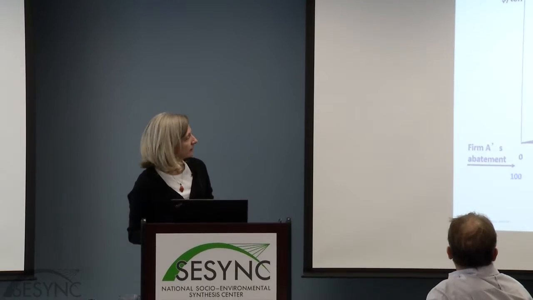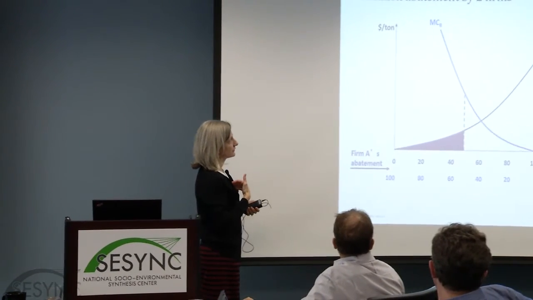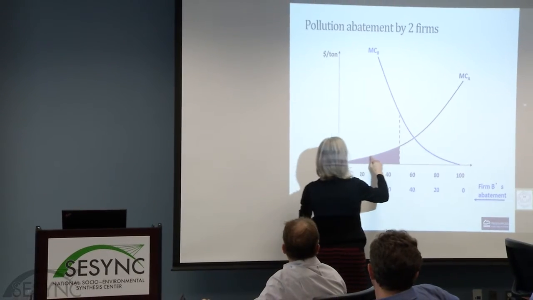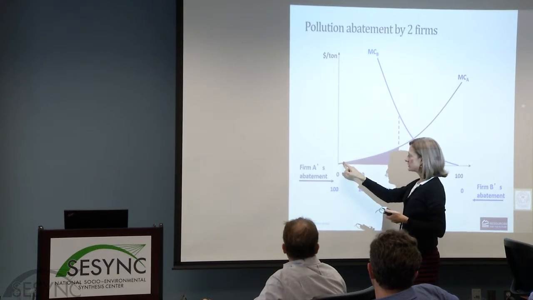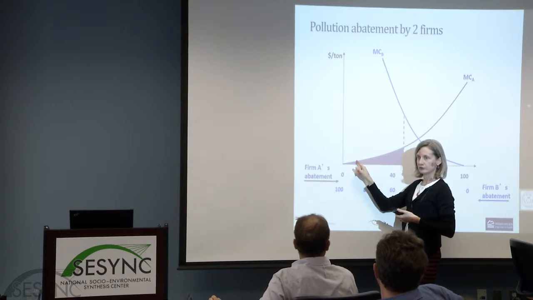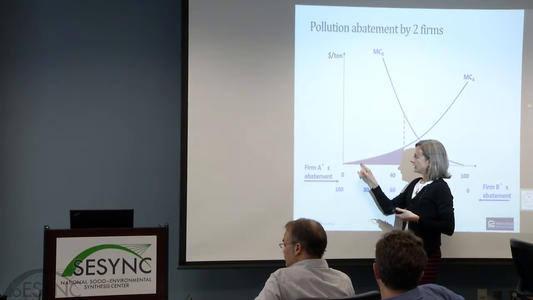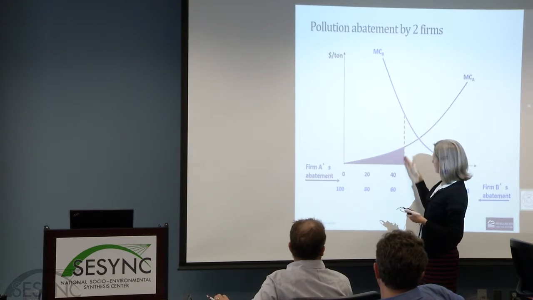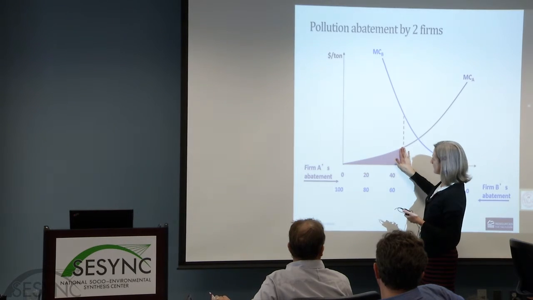So another way of looking at that is to think about the total costs, right? So these are marginal cost curves. That means I'm just saying for each ton of pollution, how much did it cost me to reduce that ton, to abate that ton? So to get the total cost, right, at a 50-50 split, I'm going to take the area under that curve. Why?